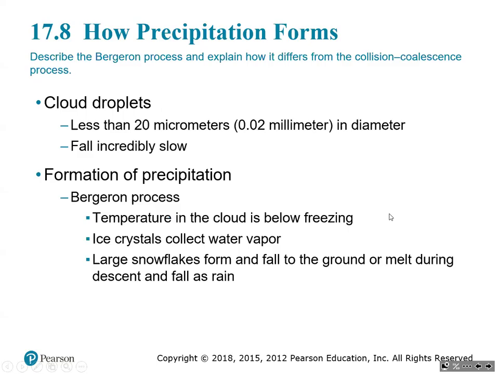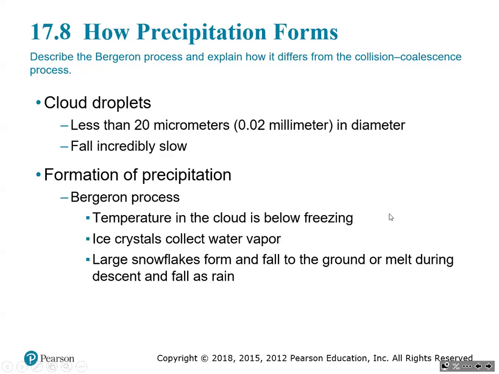So we were talking about precipitation. If we want to go over how precipitation forms, there's two main processes. In a cloud, the tiny droplets that make up a cloud are less than 20 micrometers across in diameter, so they're less than 0.02 millimeters. So they're very tiny, and so they fall incredibly slowly. They basically will just stay up in the cloud. So in order for them to fall, they need to get bigger somehow.